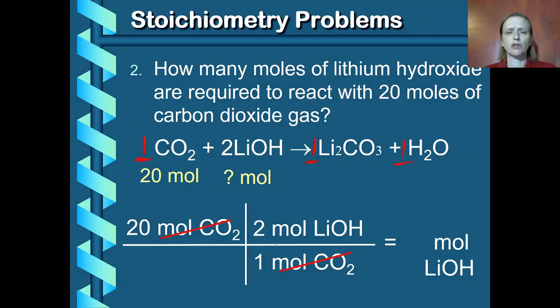I've inserted my conversion factor and I've checked that my units cancel. And so the final step is to do the math. 20 times 2 divided by 1 gives me 40 moles of lithium hydroxide. As always, sig figs are important. I have 1 sig fig times 1 sig fig, so my final answer should have 1 sig fig.